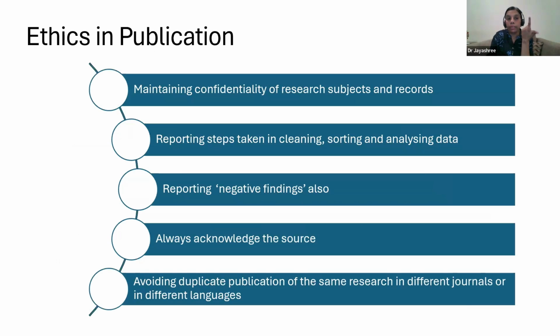After the planning as well as the conduct of the trial, there are several ethics involved in publication. So most important again is the confidentiality clause, and the reporting of steps taken during cleaning, sorting, and analyzing of data. It's important for all investigators to report negative findings also. It doesn't mean that it needs to be reported only if it is positive. Not reporting negative findings is not fully ethically transparent. Always acknowledge the source, and avoid duplicate publication of the same research in different journals or in different languages. So this is more like a redundant publication.